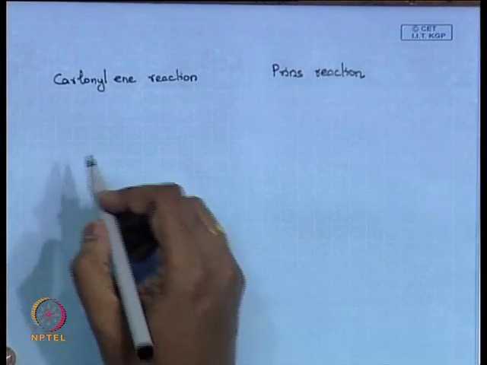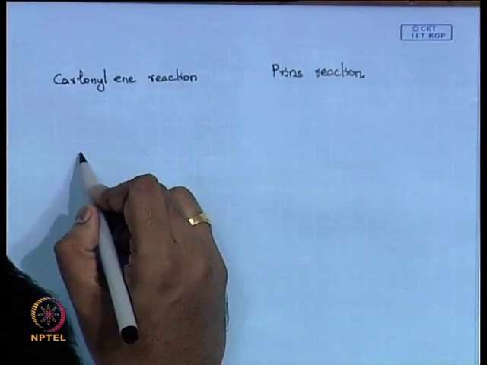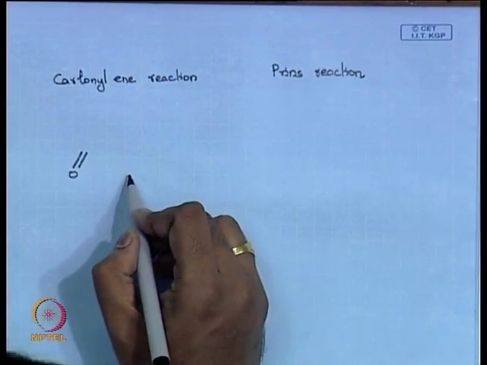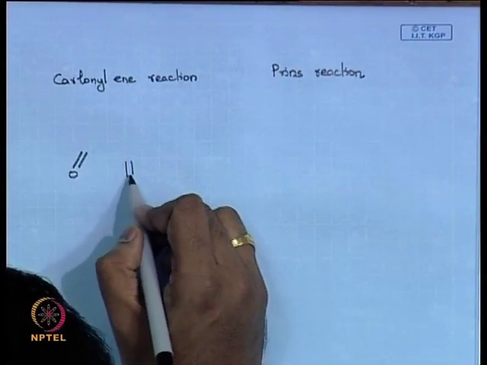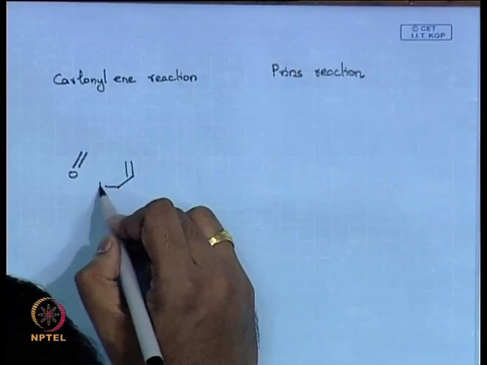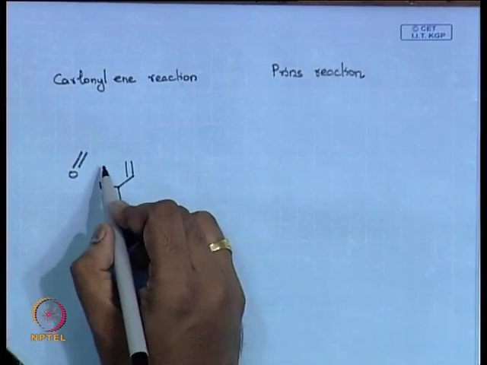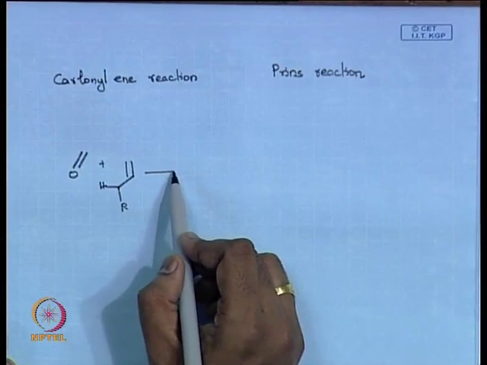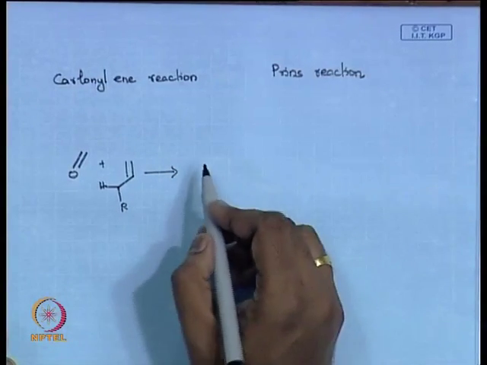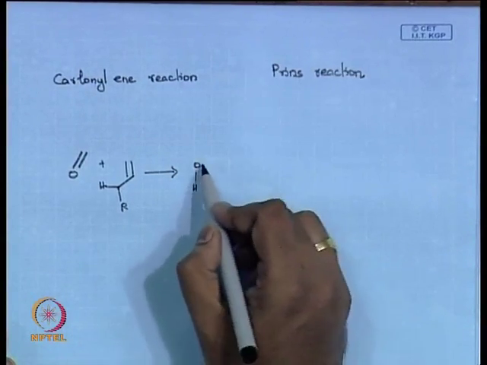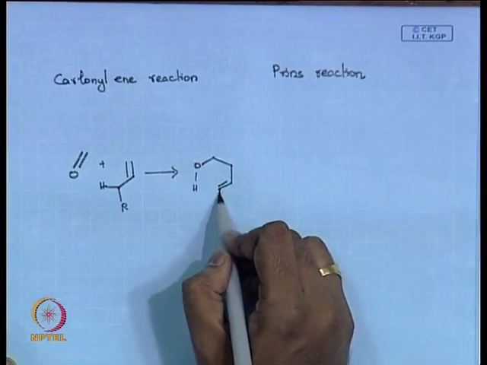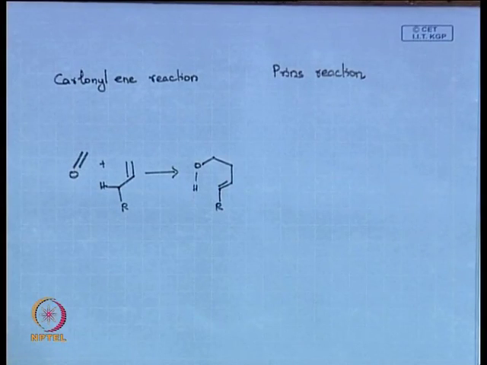For example, if I see this reaction, you have a carbonyl with my alkene system. This is your ene reaction. So, I end up with a product like OH. This is your carbonyl ene reaction which you have studied.